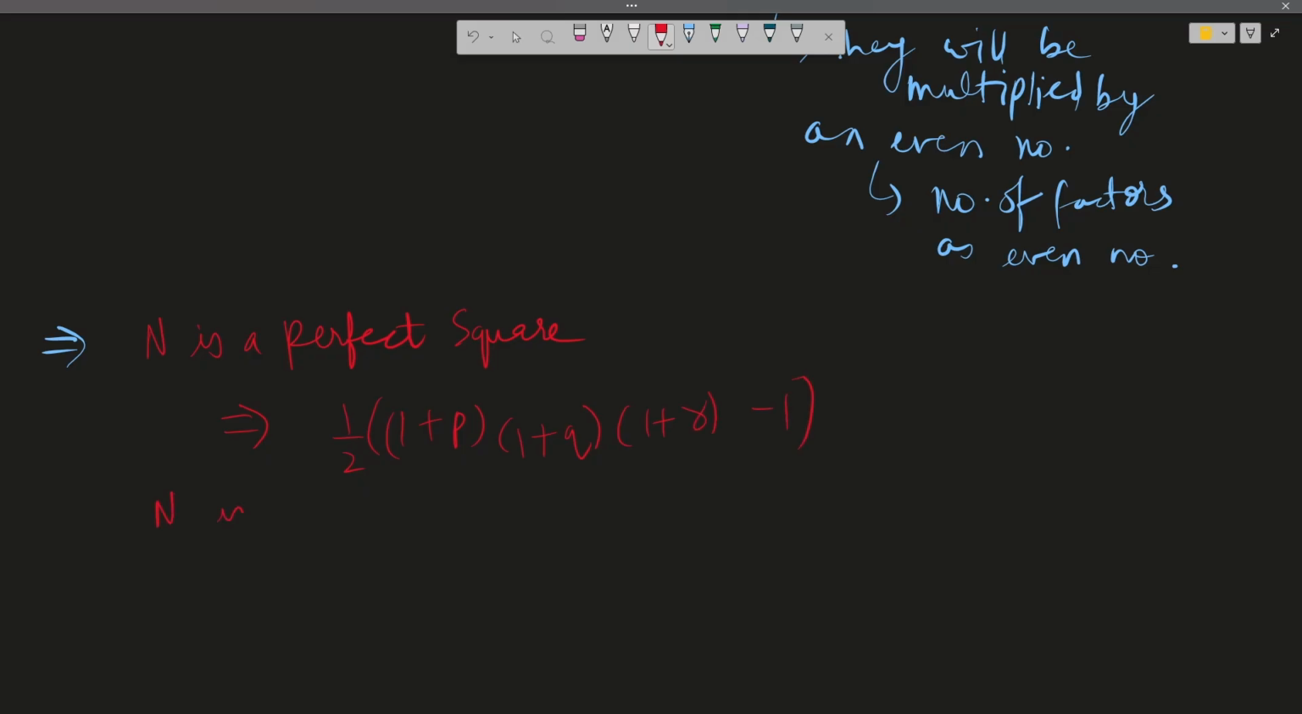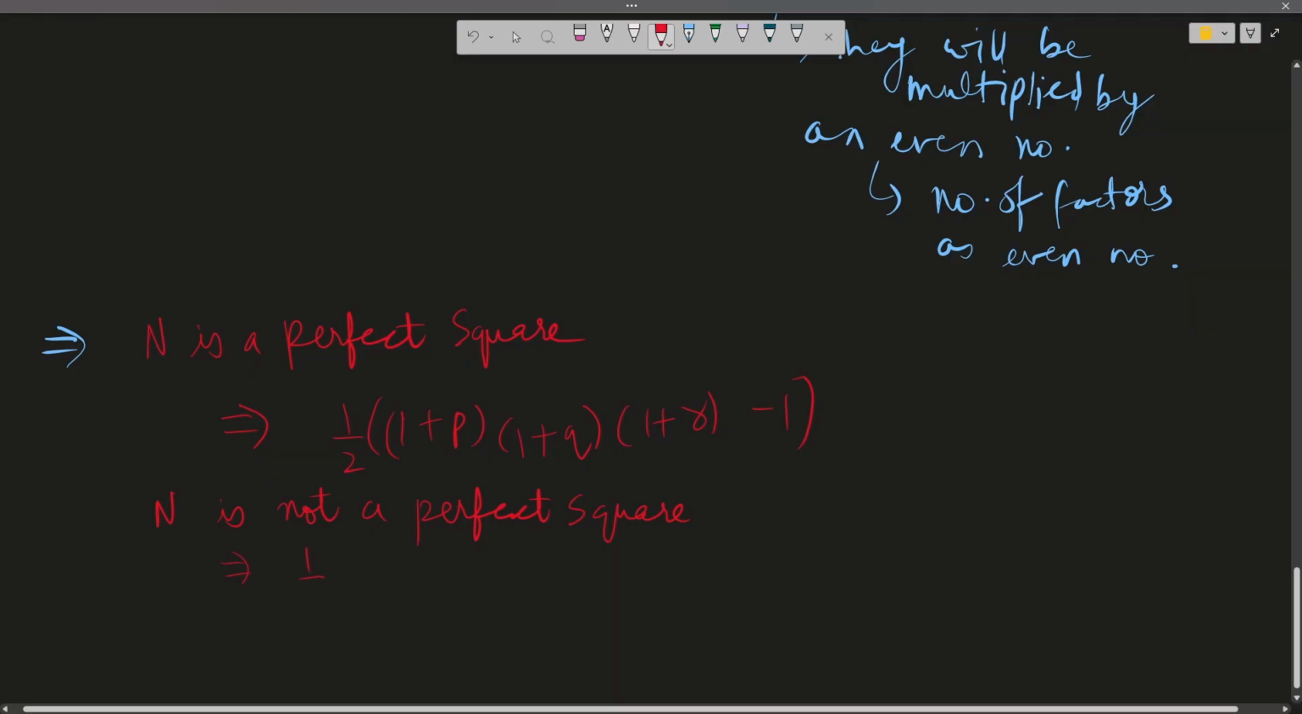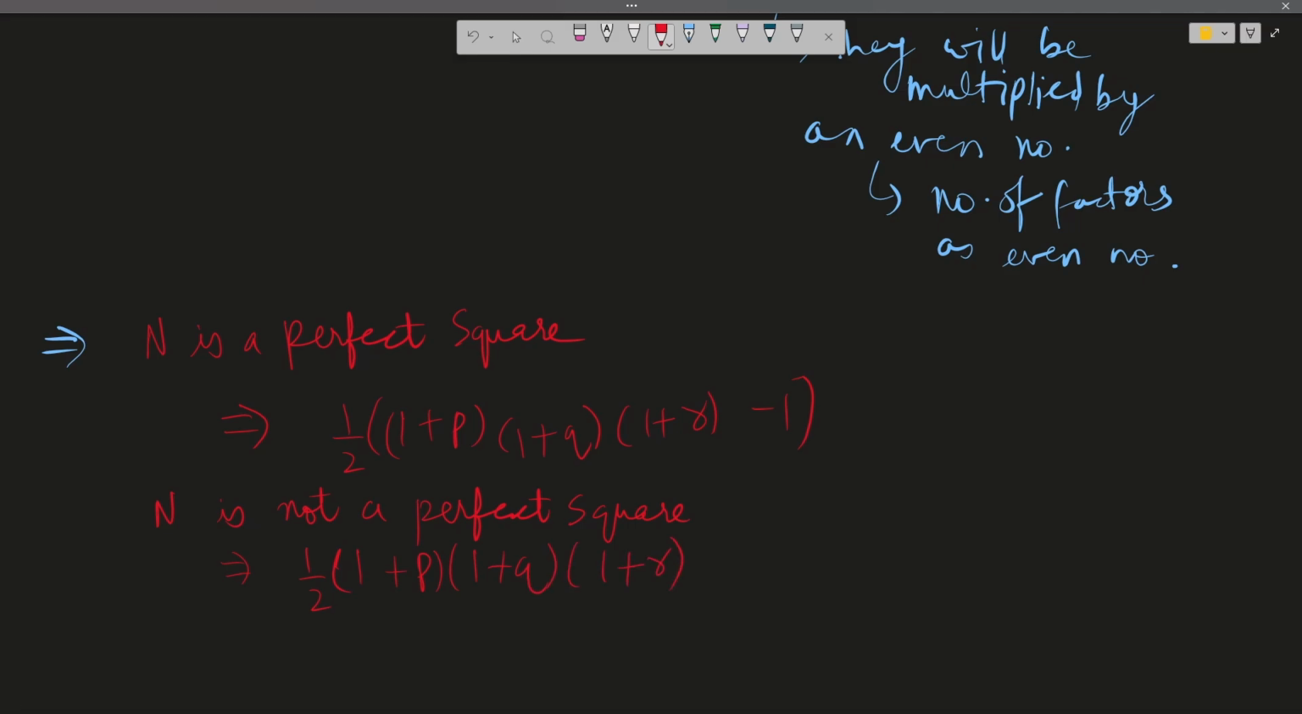And if n is not a perfect square, then the number of terms would be half into 1 plus p into 1 plus q into 1 plus r, right? This will tell us how many factors there are which, when multiplied, give us the composite number back, right?